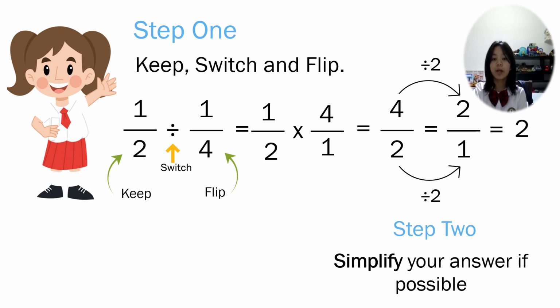Then we simplify our answer. 4 divided by 2 is 2, and 2 divided by 2 is 1. The answer is 2/1, or 2.